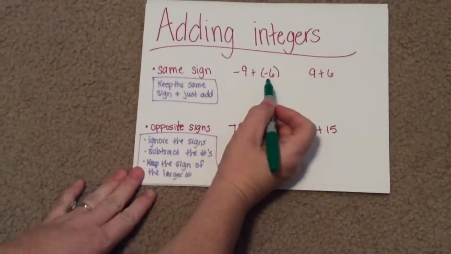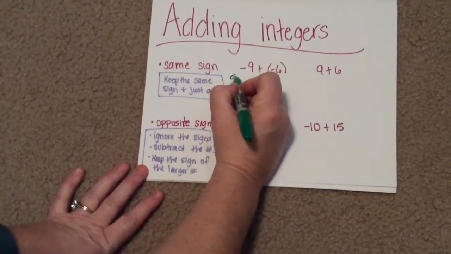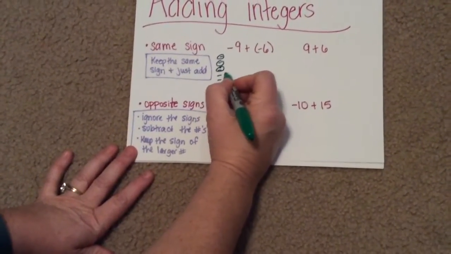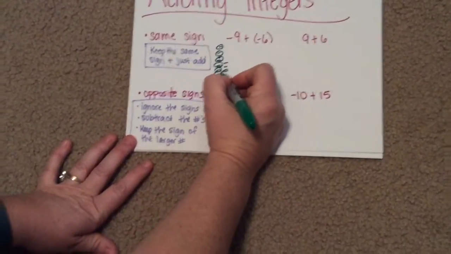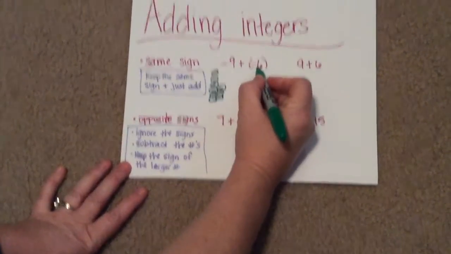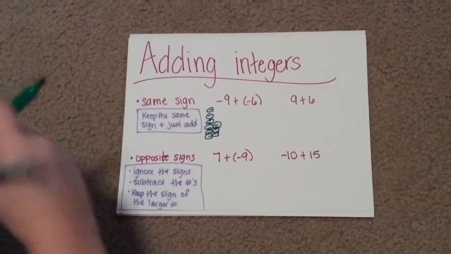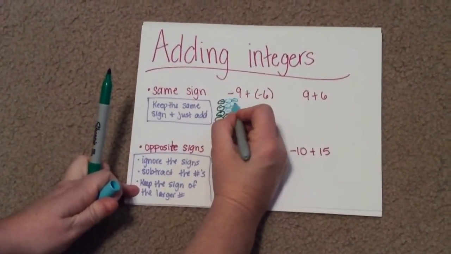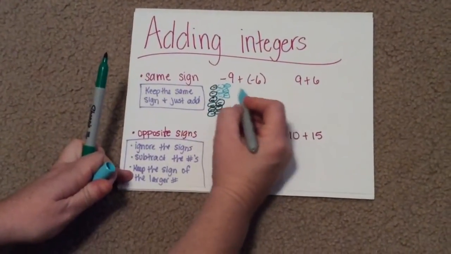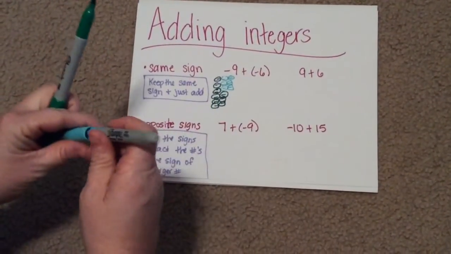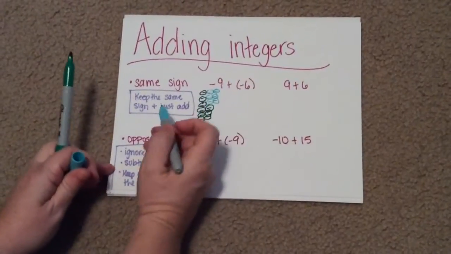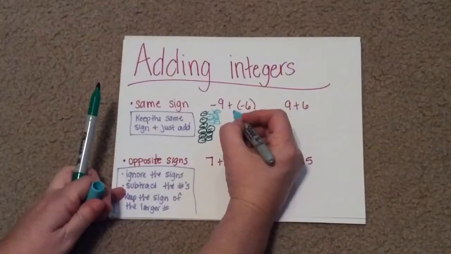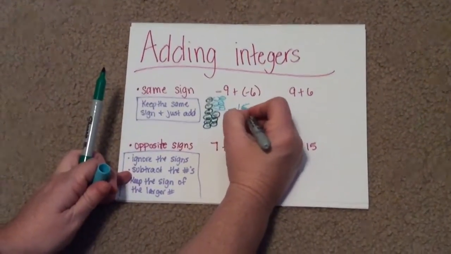So if I have 9 negatives and 6 negatives, remember we can do this with models. 1, 2, 3, 4, 5, 6, 7, 8, 9. So those are 9 negative integers, and I'm just going to add 6 more to it. I'll change colors here and go 1, 2, 3, 4, 5, 6. All together here, I would have 15 negative integers. But without models, I just keep the same sign and add. So 9 negatives and 6 negatives, that's going to be 15 negatives.